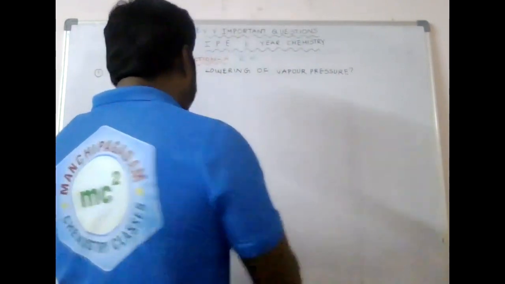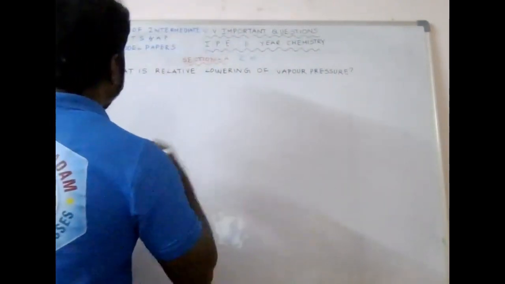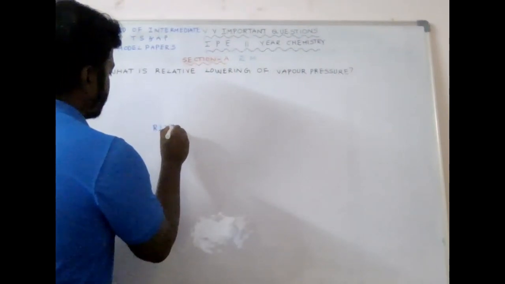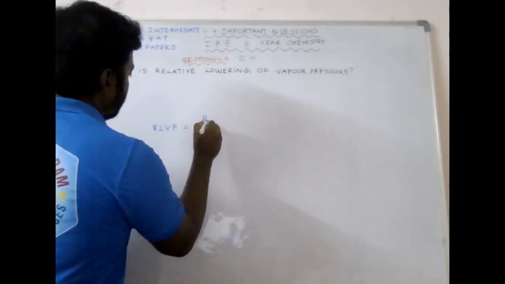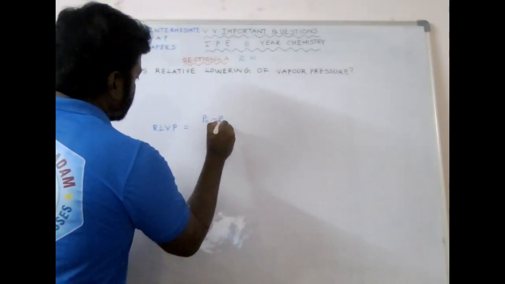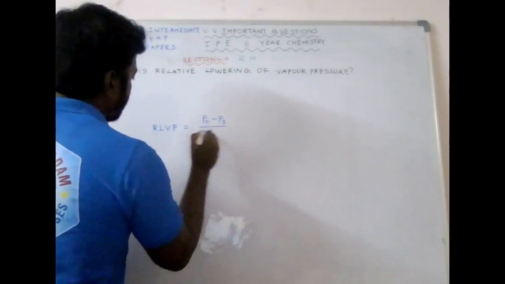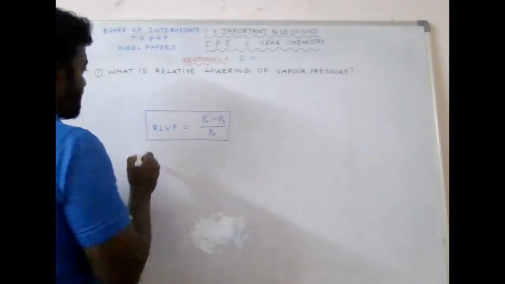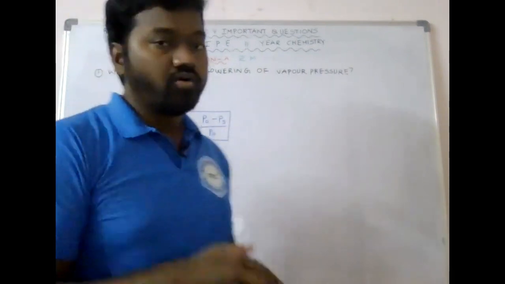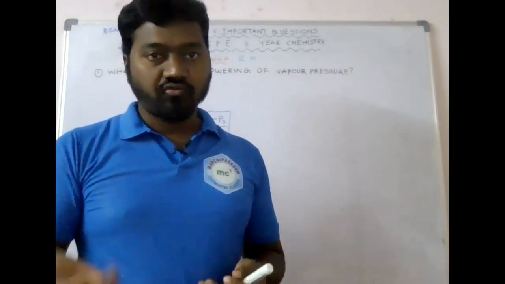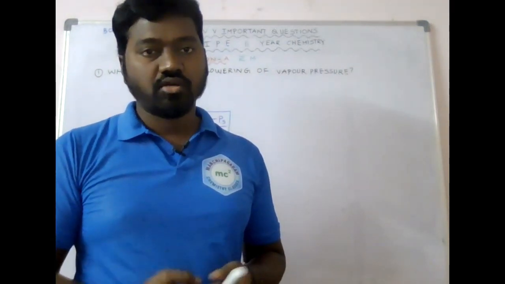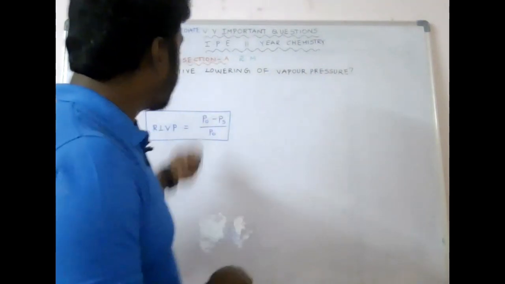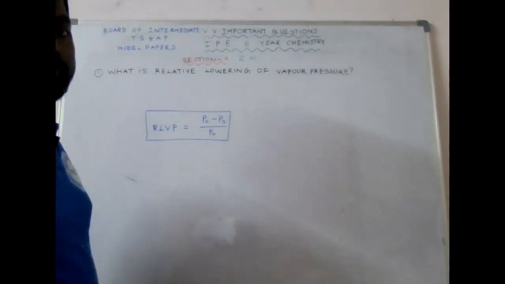Relative lowering of vapor pressure means, we'll just write the formula. Relative lowering of vapor pressure, RLVP, is equal to (P0 minus Ps) by P0. This is called relative lowering of vapor pressure. Here P0 minus Ps is the lowering of vapor pressure of a solution containing non-volatile solute. P0 is the vapor pressure of the pure solvent. The ratio is called RLVP. That is our answer.